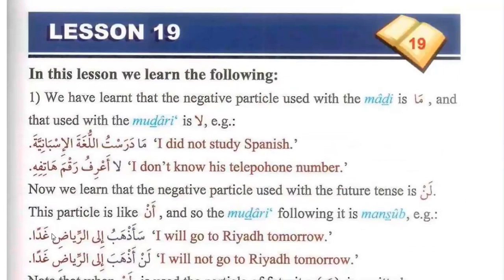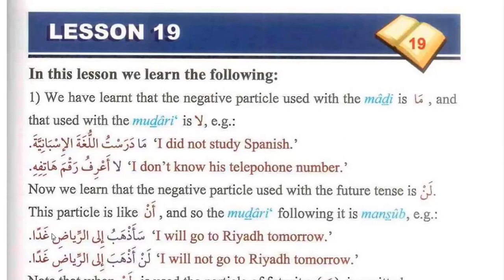In this lesson, we learn the following. We have learned that the negative particle used with madi is ma, and that used with mudari is la. Ma darasto lughata al-Arabiyyah. I did not study Spanish. I don't know his telephone number.